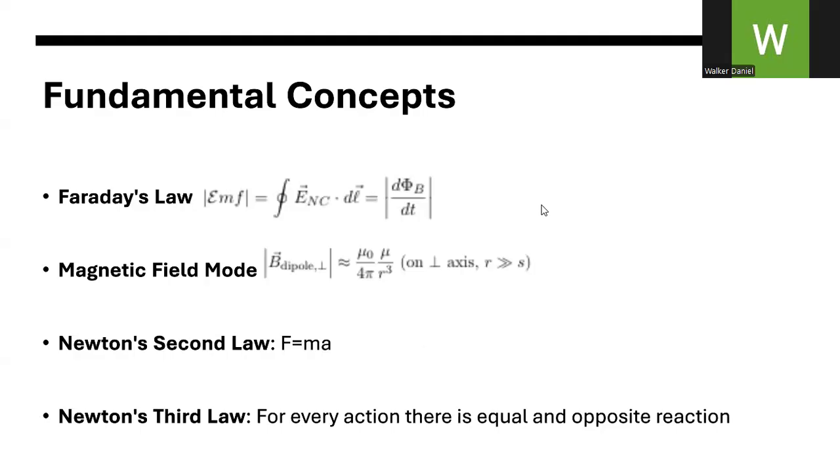Here are some fundamental concepts necessary for the lab. The first one is Faraday's law's equation. Second one is the magnetic field model. As seen here, this is the dipole one. Newton's second law, F equals ma, and finally Newton's third law, for every action there's an equal and opposite reaction.